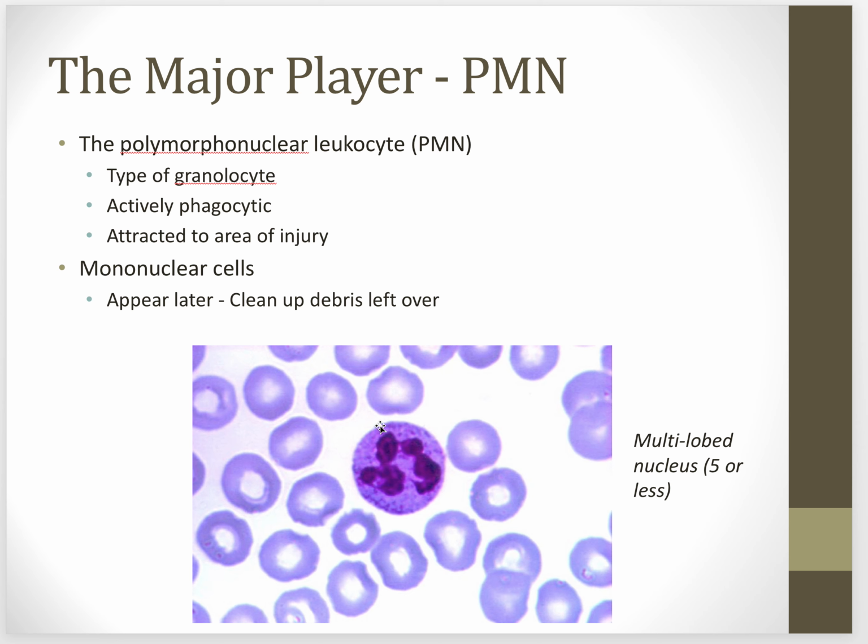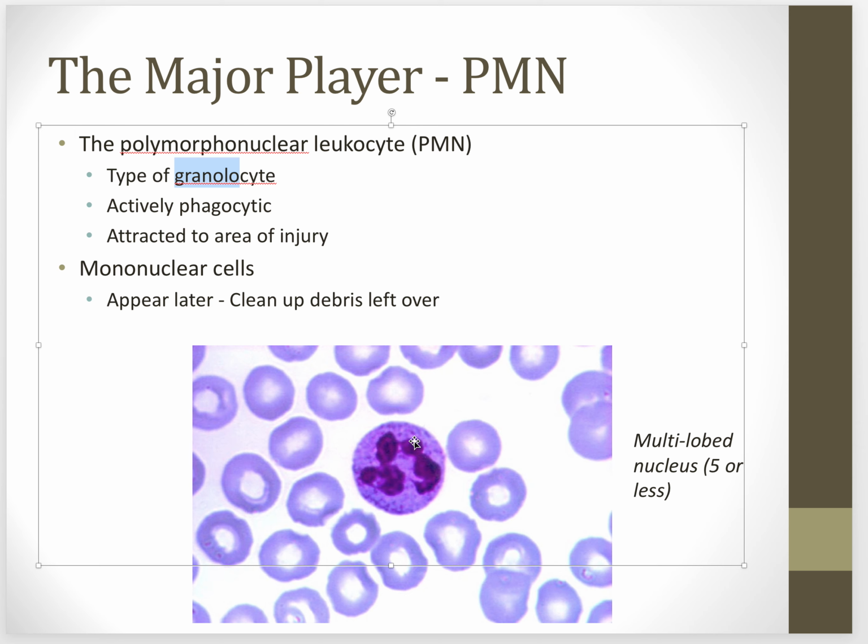These PMNs, it's their job. They're specialized white blood cells. They're the ones that get to that area, and they're designed to respond to injury. They're attracted to areas of injury by the things that are released by injured tissue. So they're a type of granulocyte. Again, granulo means that it's granulated, which means it contains granules, which could be anything in the case of cells. So granules are just little spots, and it means that there's things in there.